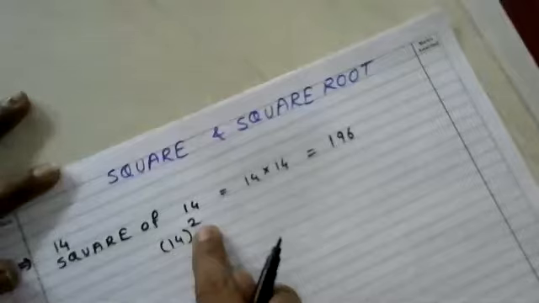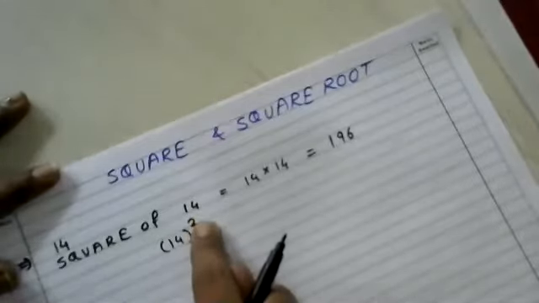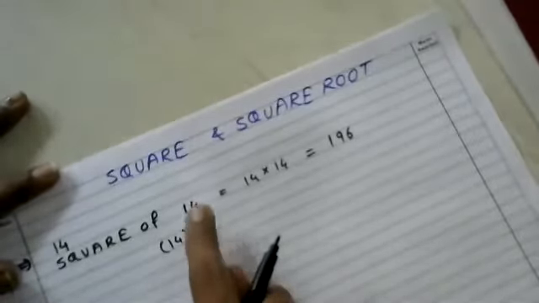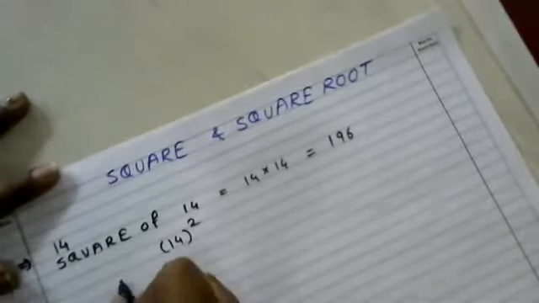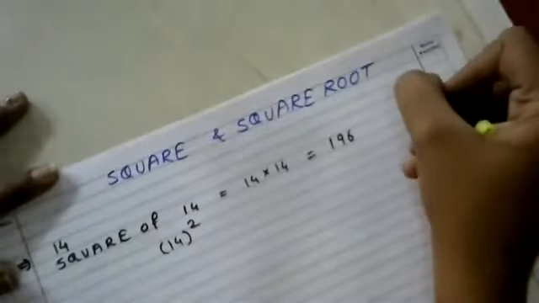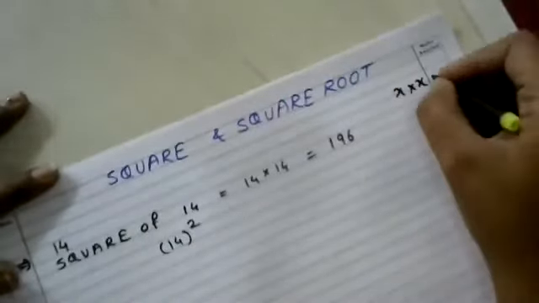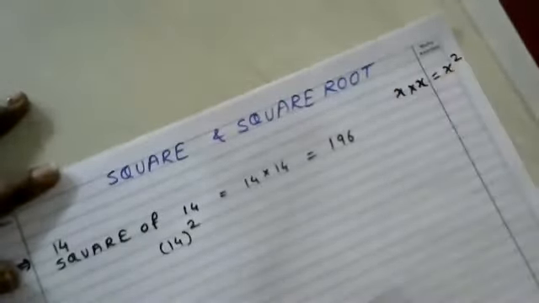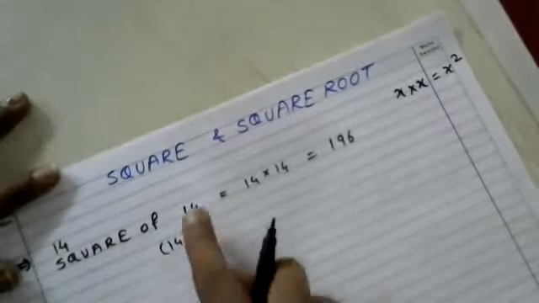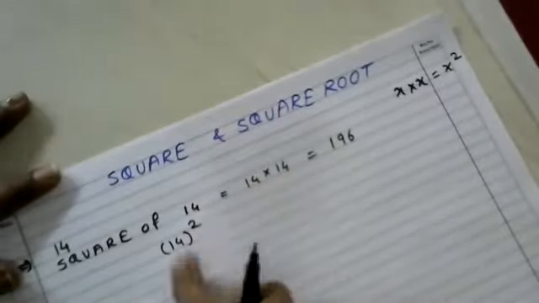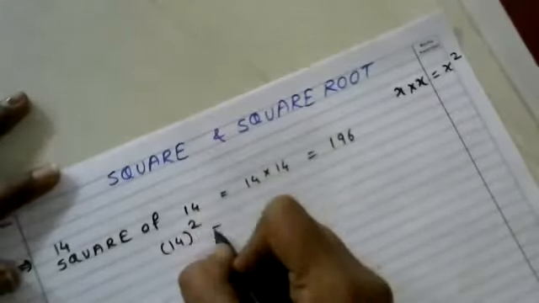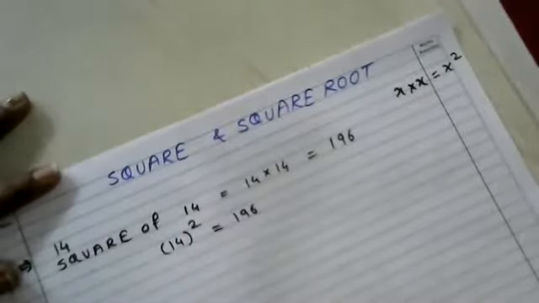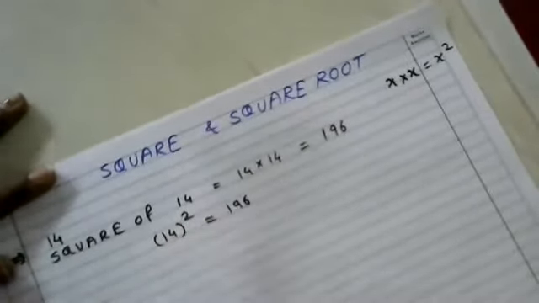Why am I writing 14 square? Because 14 is multiplied 2 times. Getting my point? Just like we used to write x into x. If I am getting x multiplied by x, 2 times I am multiplying x, so I write x raised to 2. Right? So this is also like this. 2 times I have multiplied 14, so 14 raised to 2, which is nothing but equal to 196. This is the square of 14.